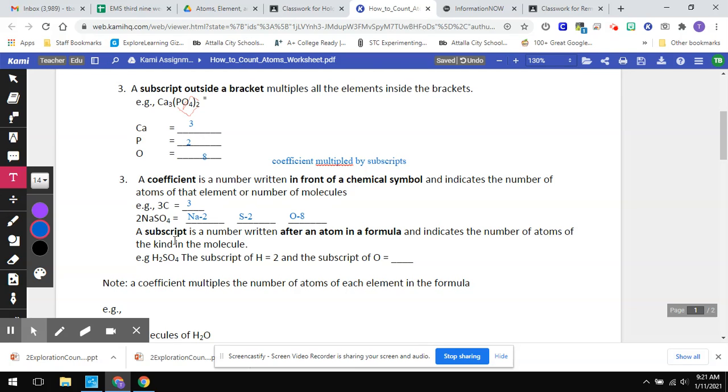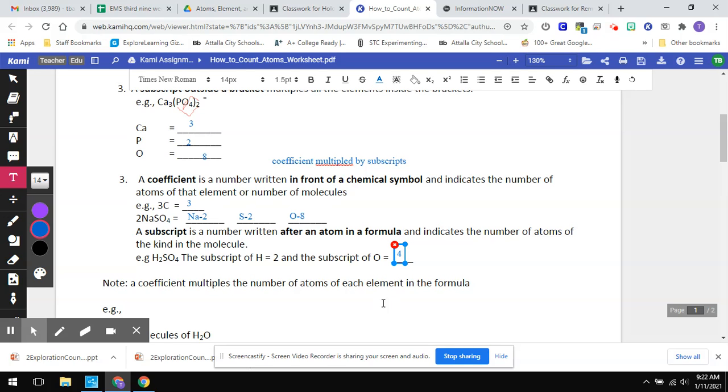So then it's defining a subscript, even though we've already talked about those. A subscript is a number written after an atom in a formula and indicates the number of atoms of that kind in the molecule. So here's an example. It's just saying H2SO4. The subscript for hydrogen is 2. Well, the subscript for oxygen, you just look directly behind it, and that would be a 4. That's what its subscript would be.